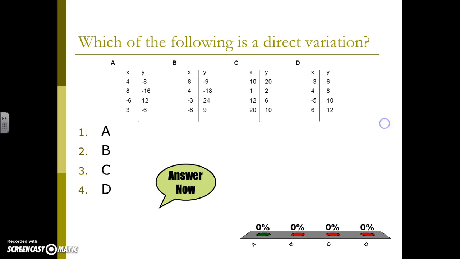Alright, so those of you guys that put up one finger, you guys are correct, and those of you with B, C, or D, we'll talk on Thursday about why those are not examples of direct variation.